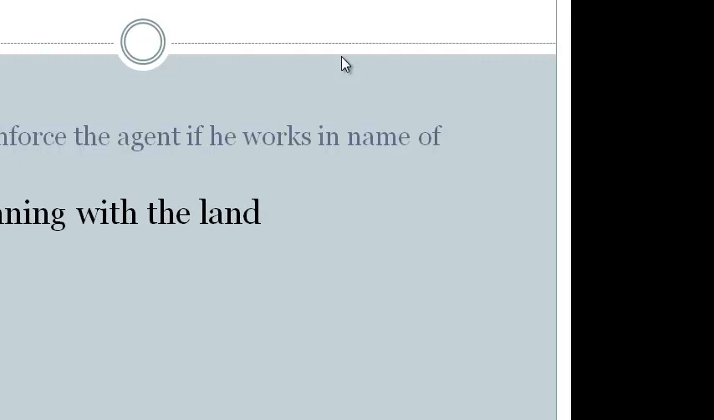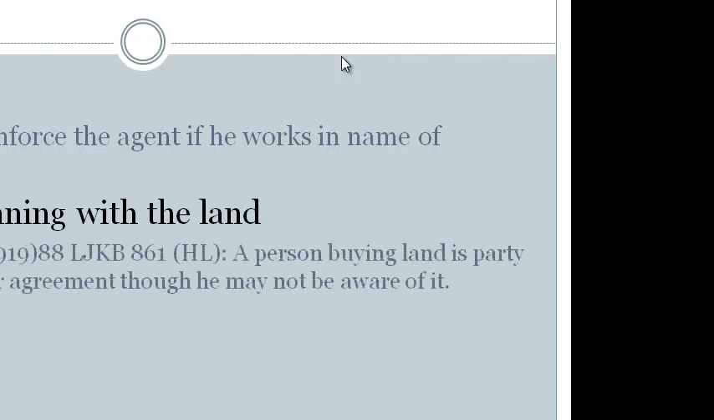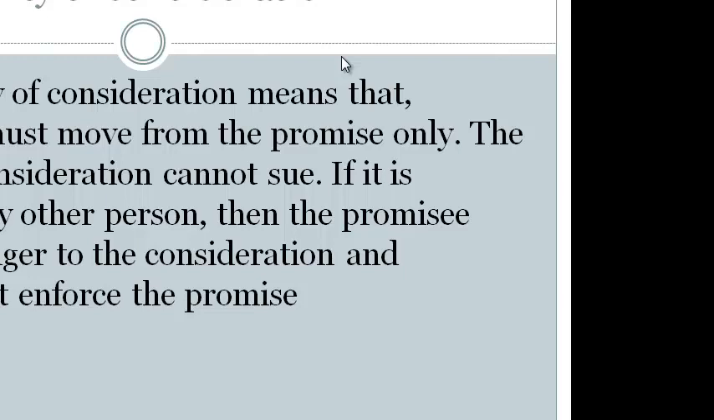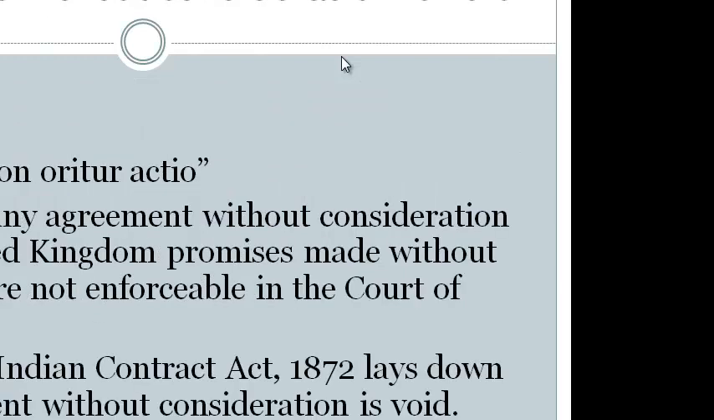Covenant running with the land. In such a case, a person buying land is party to a covenant or agreement, though he may not be aware of it, yet he is free to ask for consideration whenever he wishes. So that is what the rule of privity is saying, that consideration must move from the promisee only. A stranger to a consideration cannot sue. If it is furnished by any other person, then the promisee becomes a stranger to the consideration and therefore cannot enforce the promise. This brings us to the question of what is actually the value of a consideration.